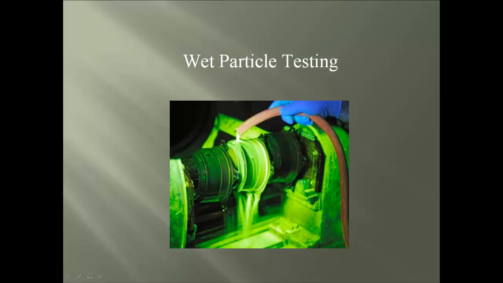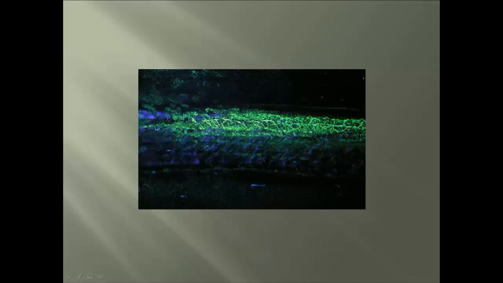And now, with the wet particle testing method, the iron particles are suspended in water or light oil that is run over the test piece, which creates a fluorescent visual of any defects when viewed under a black light. Due to the movability limitations of the equipment, this method is primarily used in a laboratory setting. And here is an example of a wet particle test defect.